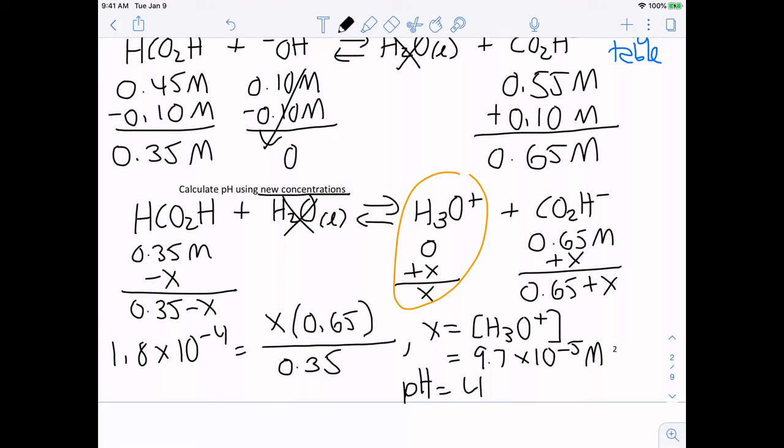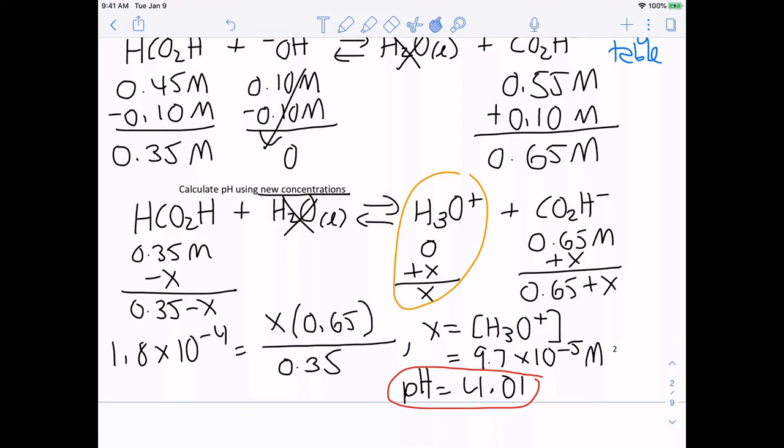And I got 4.01. Again, remember sig figs for our log values, right? Only the digits after the decimal point count. So I need that 0.01 to get two significant digits. That 4 isn't going to count.